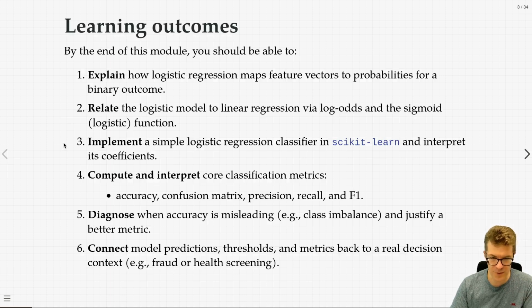There's only a few lines of code. You ought to be able to compute and interpret core classification metrics, or at least understand them. And you ought to be able to diagnose when accuracy can be misleading. We talked a little bit about how accuracy can be misleading in Module 46, the previous module. A lot of the same concepts from regression apply to classification as well. And we'll talk a little bit about connecting these predictions in terms of their thresholds, which a lot of these concepts are yet to be introduced, so let's dive in.